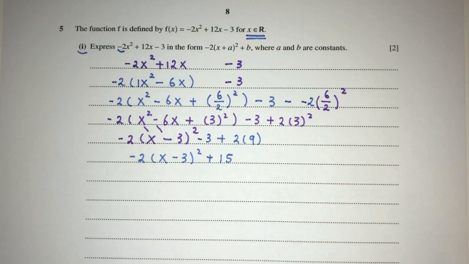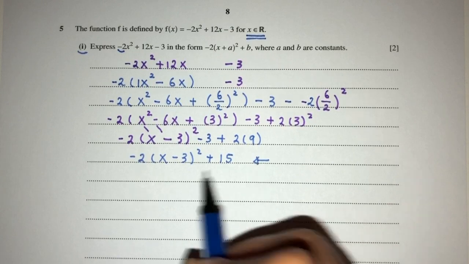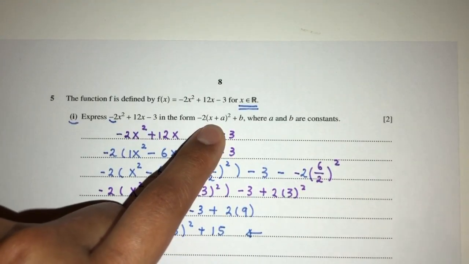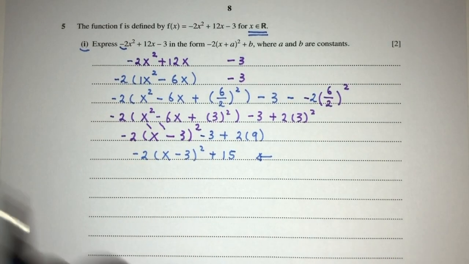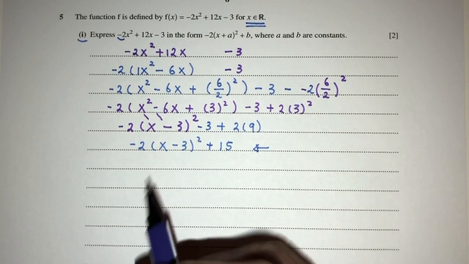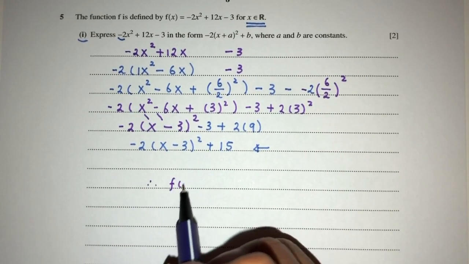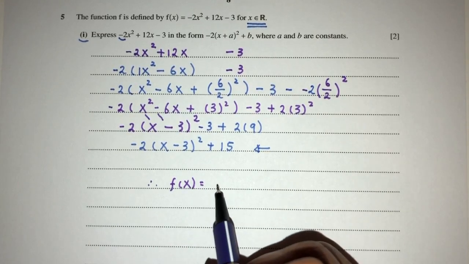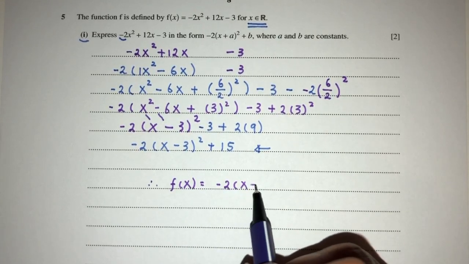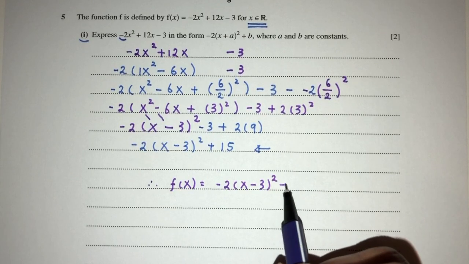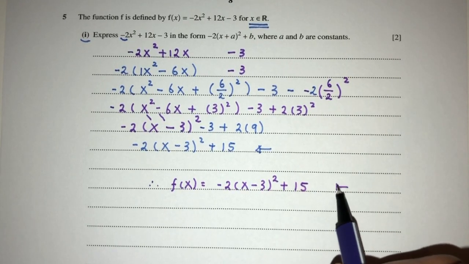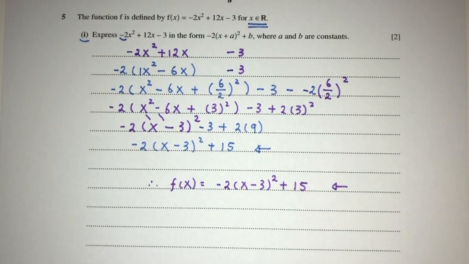Okay, so that will be your value, as we can see here, for the value of a and b given right here. So the idea is that we know now the complete square form of f of x is given by minus 2 x minus 3 square plus 15. That's the answer for part 1 of the equation.